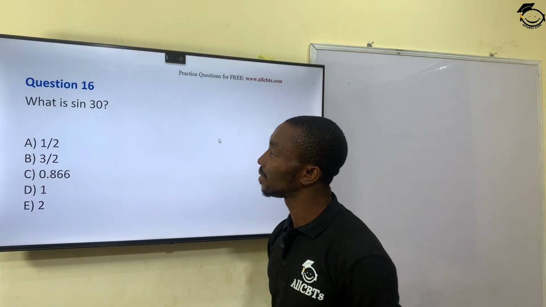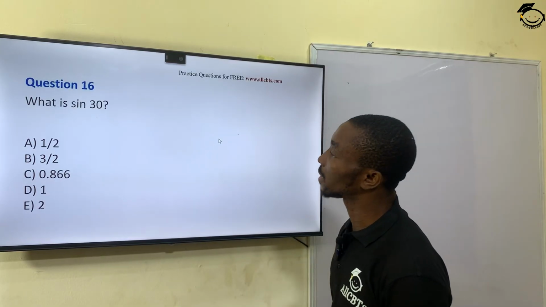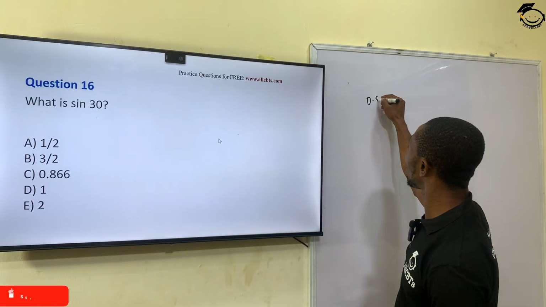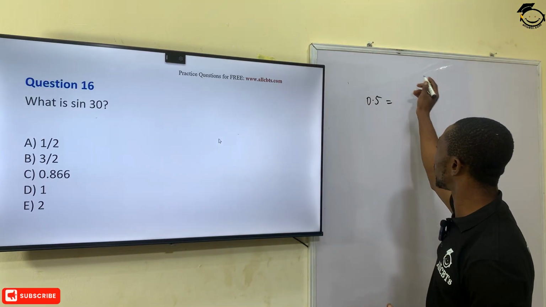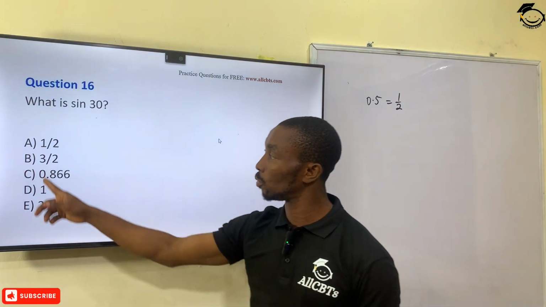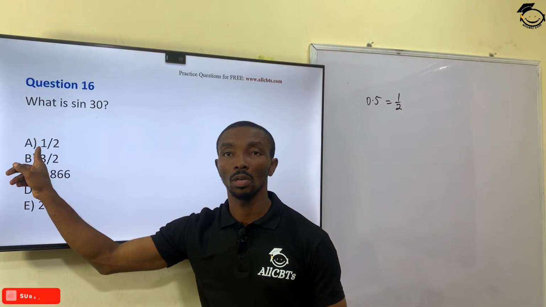What is sine 30? Now, sine 30 on our calculator is 0.5, all right, which when converted to fractions will give you 1 over 2. So our sine 30 will be half, which is option A.